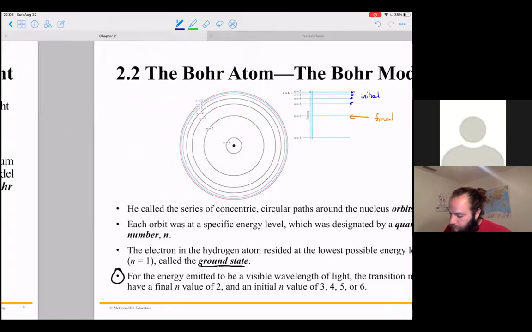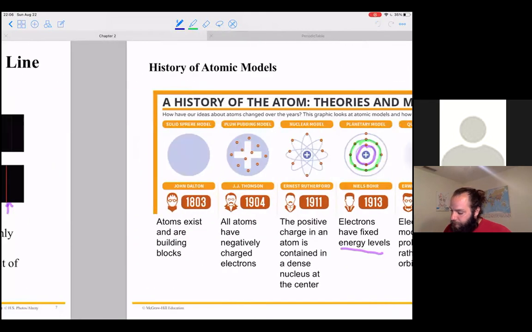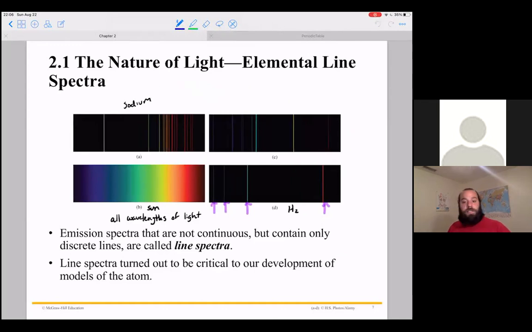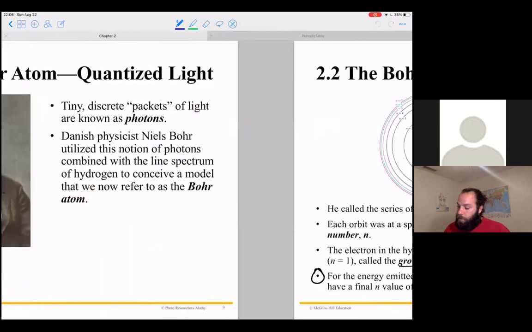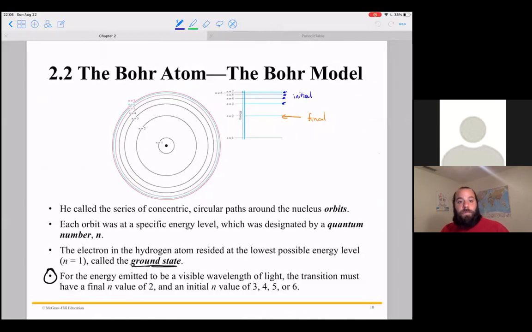Okay, so if I go back to this line graph here that I said was for hydrogen, you see these 4 lines. They correspond to relaxation from one of these different levels, either n equals 6, n equals 5, n equals 4, n equals 3, to a final value of 2. Any one of those relaxations will emit a photon in the visible spectrum.